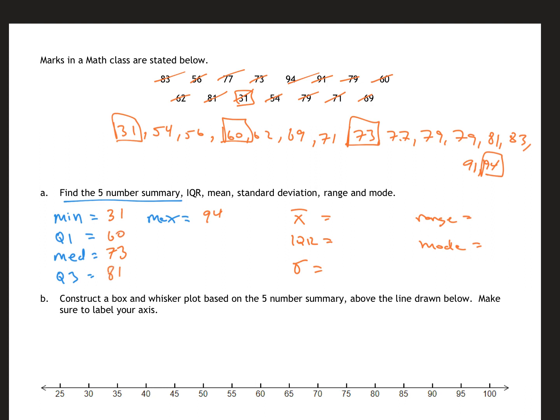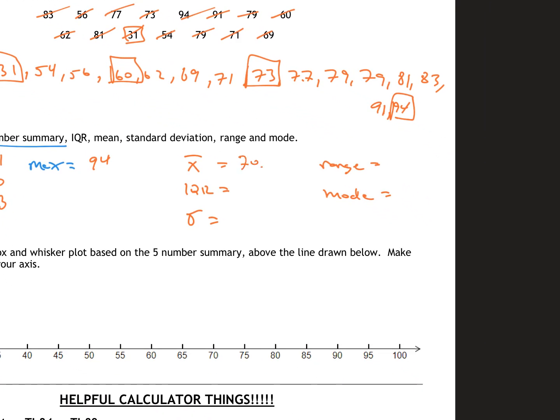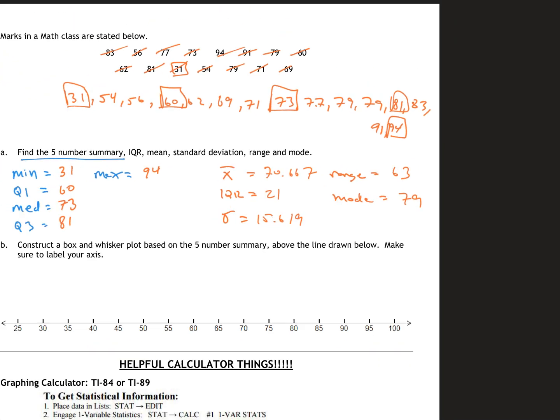All right, now my IQR, or sorry, my mean here is 70.667. My IQR is 21, 81 minus 60. My standard deviation was 15.619. I'm using the calculator to get those. My range would be my biggest minus my smallest is 63, and my mode that occurs the most is 79.